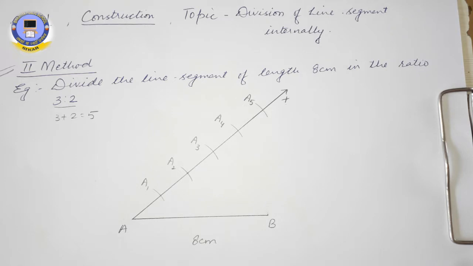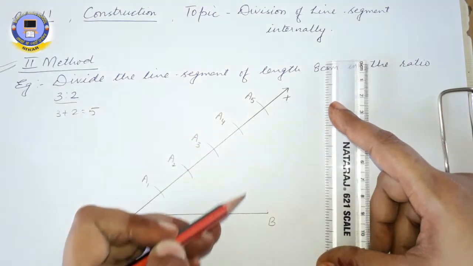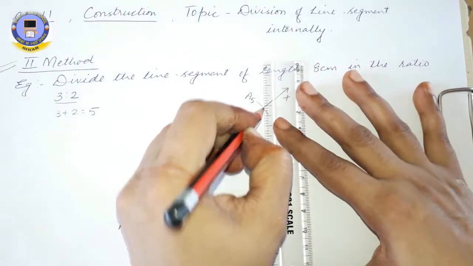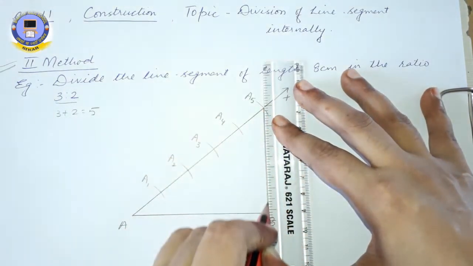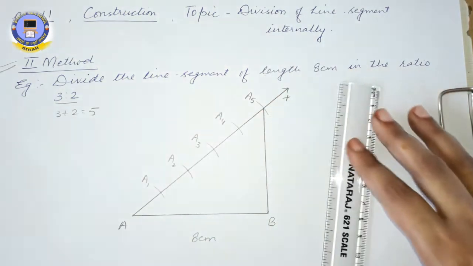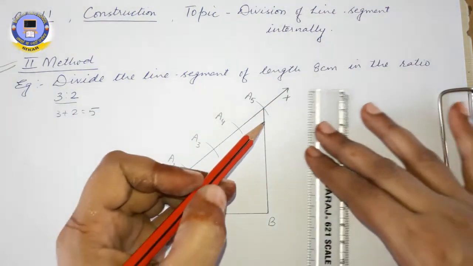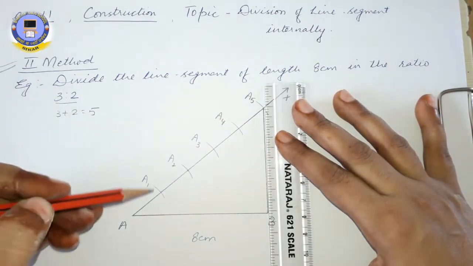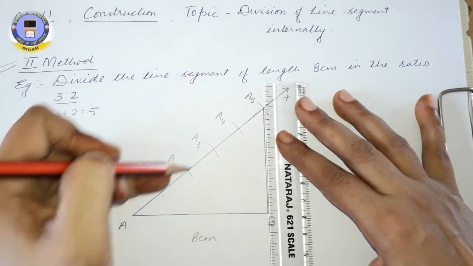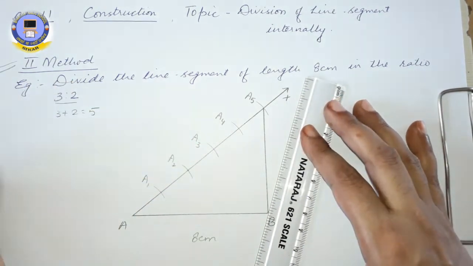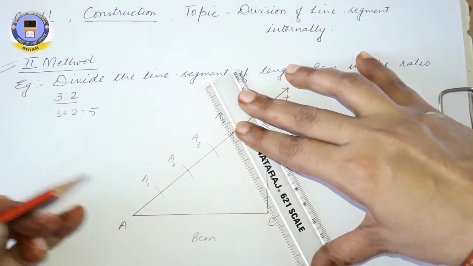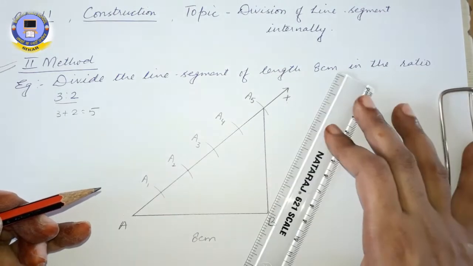Now in the next step we will join the fifth arc with point B. Take the help of a scale and join this fifth arc with the end point B. When I have joined A5 with B, I got this straight line. It depends on your arcs. If you have cut big arcs, the line may look like this; if you have cut small arcs, maybe you get a different line. It's not a big issue, it doesn't matter how the line is slanting.